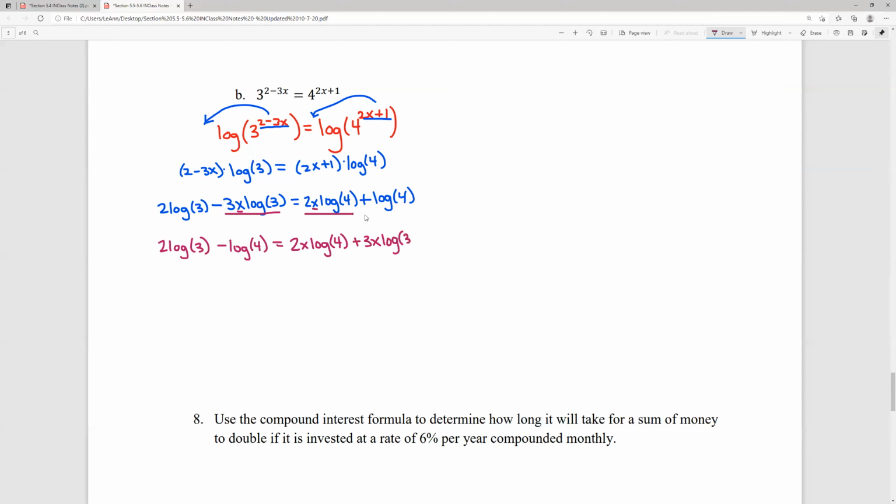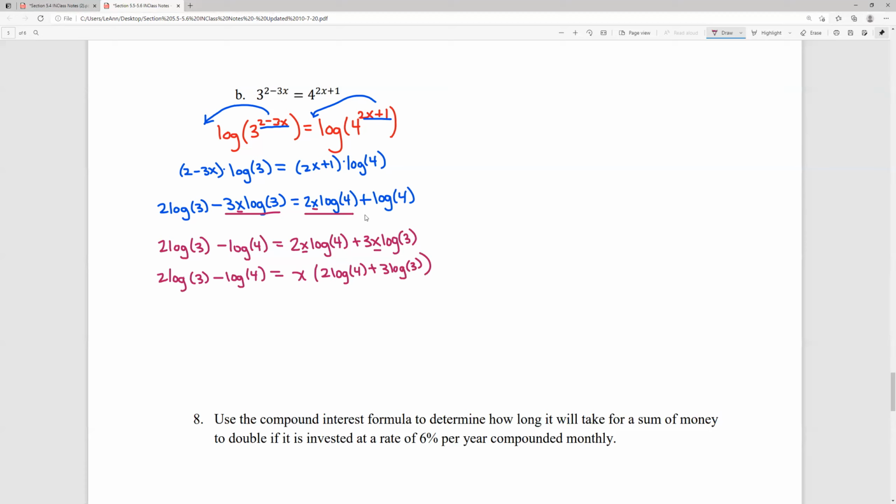Okay. This whole idea of putting the x's on the same side is because now we can factor that out front as a GCF in front of this binomial. So I'm going to keep writing this. This is 2 log 3 minus log 4 equals x parentheses 2 times log 4 plus 3 times log 3.